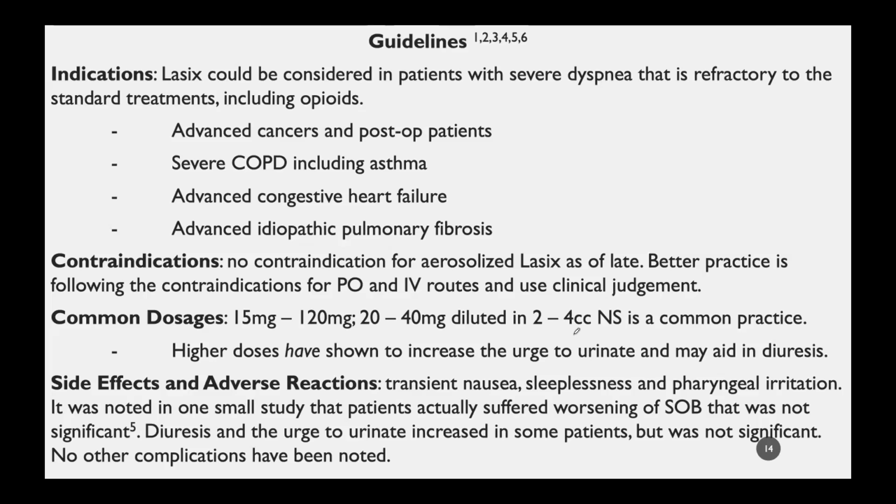Let's look at contraindications real quick. No contraindications for aerosolized Lasix as of late. Again, these are pretty small studies since it's not a 30,000, 40, 50 million people sample size. It's nothing like that. But as of late, no real contraindications right now. The better practice is to follow the contraindications for PO, IV, whatever routes, and abide by those guidelines. And use your clinical judgment, of course. If their potassium's 1 or something, you probably don't want to be like, hey, let's try to nebulize some Lasix, right?